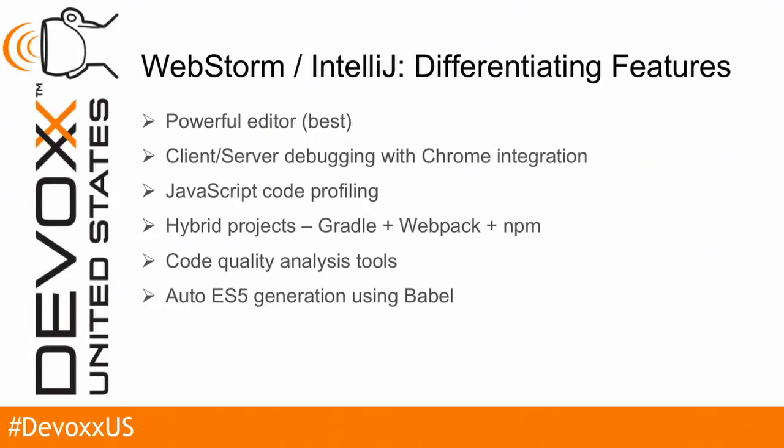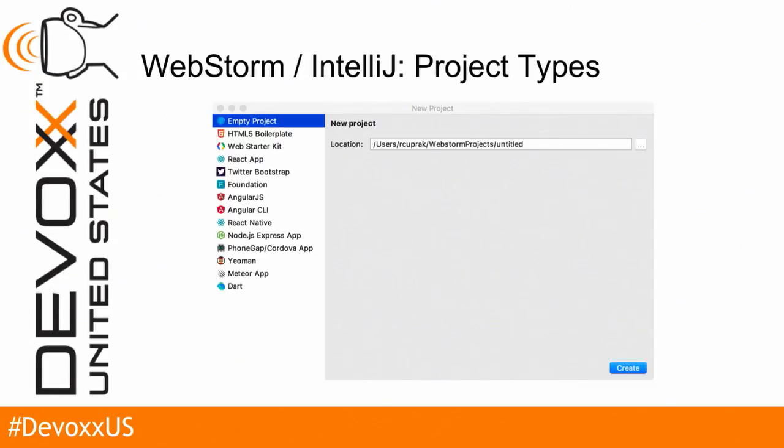It does support client-server debugging with Chrome. The nice thing is that it does have built-in JavaScript profiling support. As I mentioned, hybrid projects, code quality analysis tools. It can also auto-generate the JavaScript 5 code using Babel, so it'll actually prompt you and say, do you want to generate that? It is an extremely powerful tool. This list doesn't do it justice with all the features that it has in it.